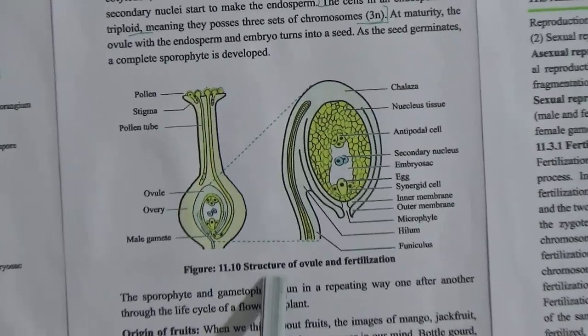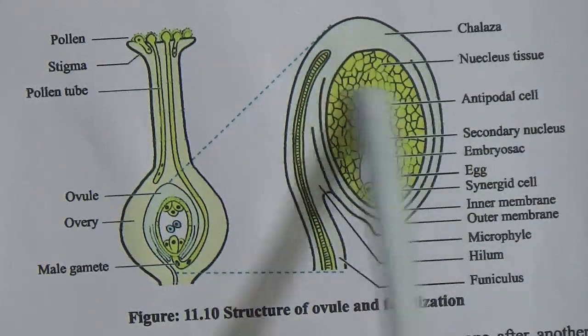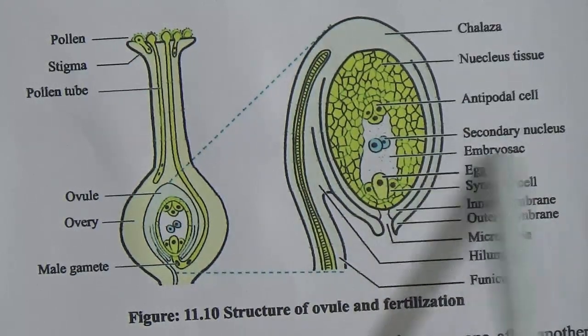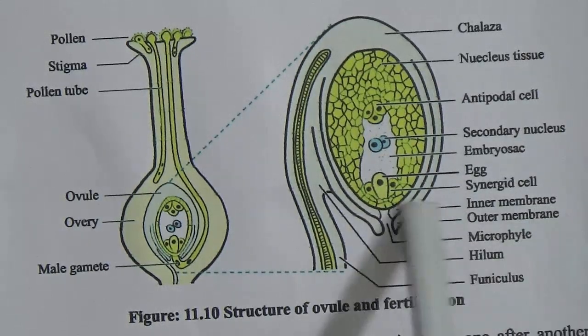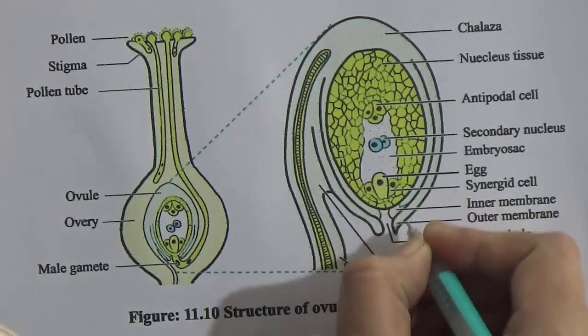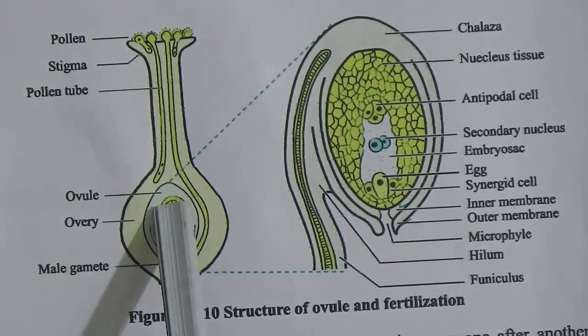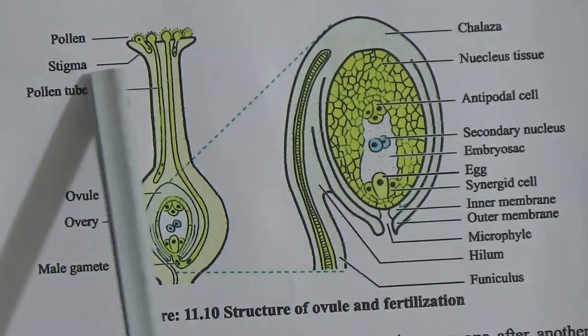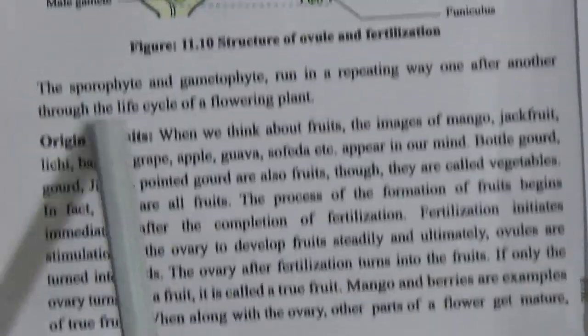Students, now look here. This is the figure of the structure of the ovule and fertilization. Here you can see the nucellus tissue, antipodal cells, secondary nucleus, embryo sac, the egg, and the two synergids. Here is the inner integument and the outer integument, and the pore, which is the micropyle. This is the hilum and funiculus. Here is the male gamete, the ovary, ovule, pollen tube, stigma, and pollen.